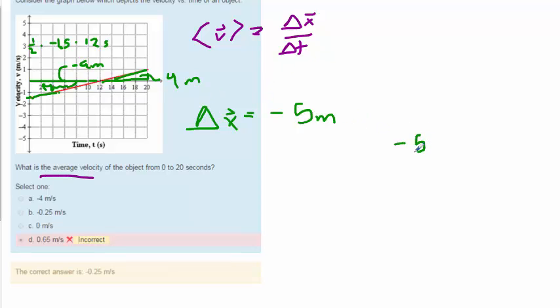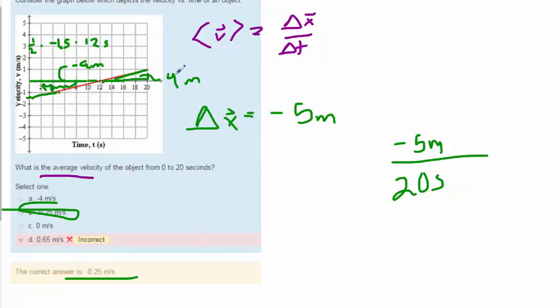Well, negative 5 meters divided by 20 seconds is negative 0.25 meters per second. So again, what is average velocity? It's saying you spend some time moving in this direction at this speed. That speed's always changing, and the direction changes. Take all those different velocities, and if you can imagine the average for the trip, that's how you would calculate it, taking the displacement divided by the time.